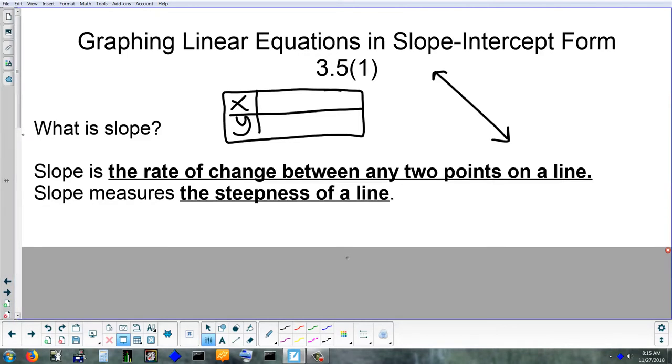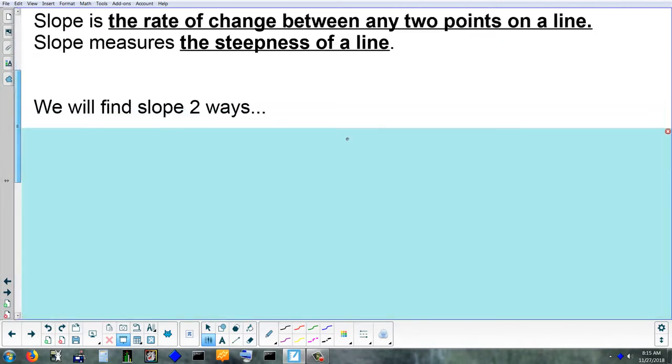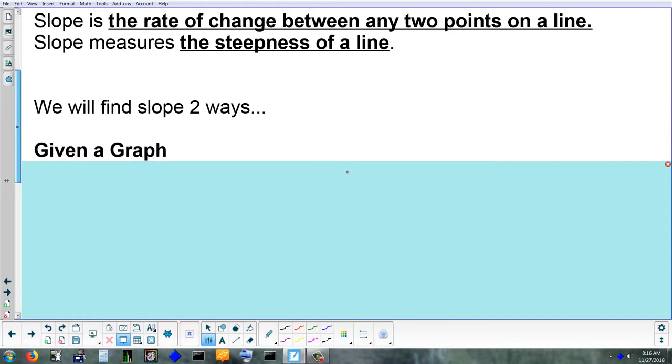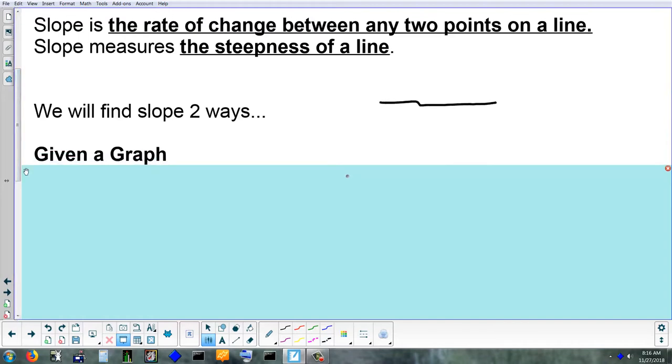Now, like I told you guys, we're gonna find slope two ways. And you guys have it on your notes, right? So the first way we're gonna do it is, we're gonna give you a graph. We're gonna ask you to look at the graph and find the slope, all right? So you guys have a little box on your notes where it says given a graph. If I gave you a fraction, something over something, does anybody remember anything about slope when we say something over something? Donovan? Exactly.